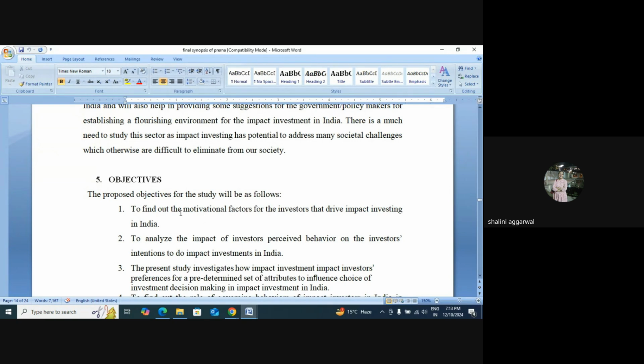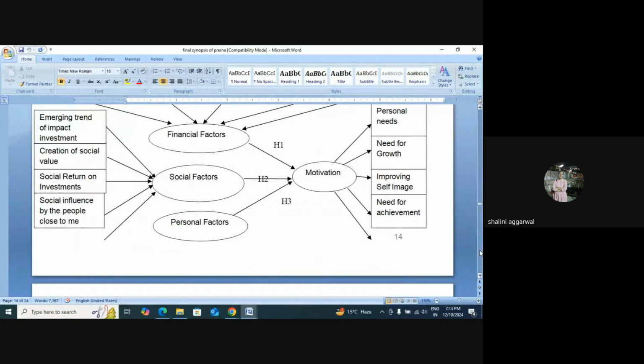Yesterday also I told you this thing, let me repeat this again. Whatever variables you are taking, like financial factor, social, personal and motivational, it should have scales and statements that have already been tested by some people earlier, right? So this is very, very important.